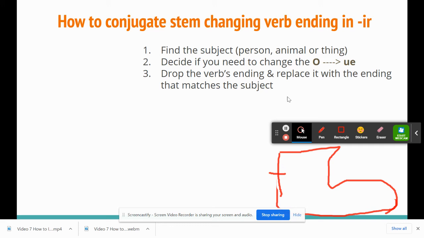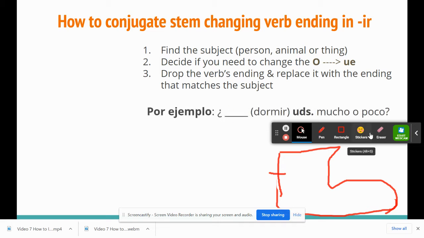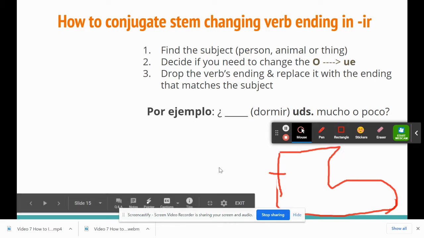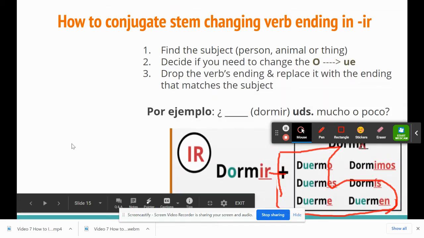How to conjugate stem changing verbs ending in IR? Again, it's the same 3 easy steps. We want to find the subject, decide if we need to change the O to UE, drop the verb ending and replace it with the ending that matches the subject. Por ejemplo, ¿duermen ustedes mucho o poco? Do you all sleep a lot or little?